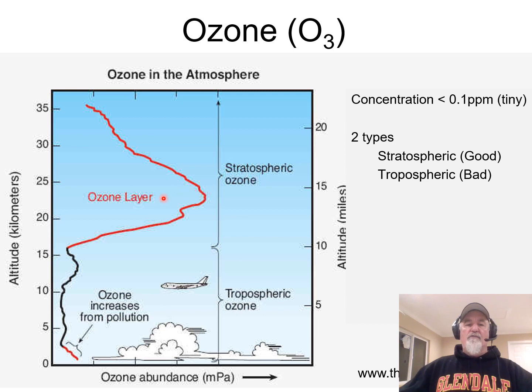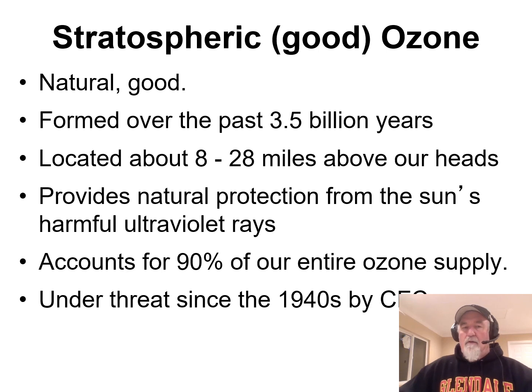Stratospheric ozone is natural and good. Tropospheric ozone is a pollutant, not good. So we call that bad ozone, and this would be good ozone. So we differentiate the two types of ozone as good ozone and bad ozone, or stratospheric ozone and tropospheric ozone. The first one here is stratospheric ozone. That's the natural good stuff.